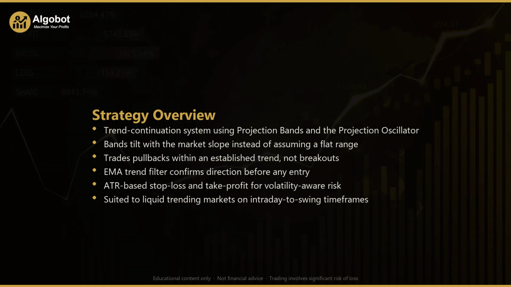From those two bands, the strategy builds the projection oscillator, a value between 0 and 100 that measures where the closing price sits inside that slanted channel. You can think of it as a trend-adjusted version of the stochastic. When price pulls back toward the far band, the oscillator sinks, and when price pushes toward the near band, the oscillator rises. On top of this, the strategy adds a medium-term exponential moving average as a trend filter and an average true range reading to size its stop and target to current volatility.